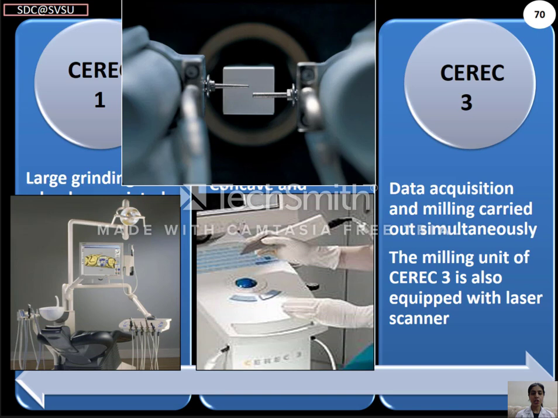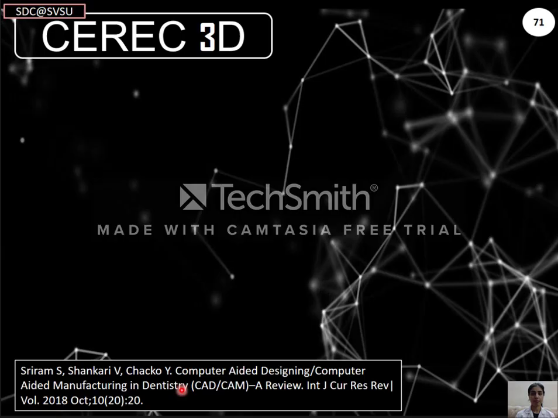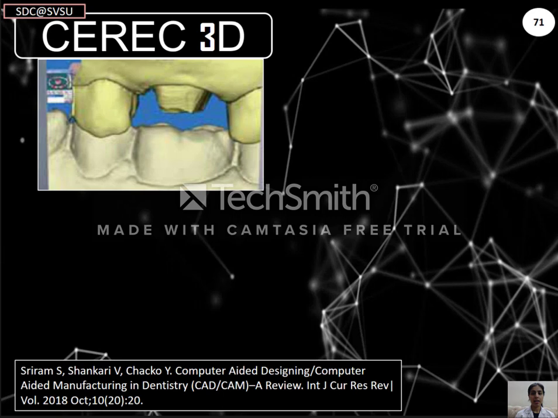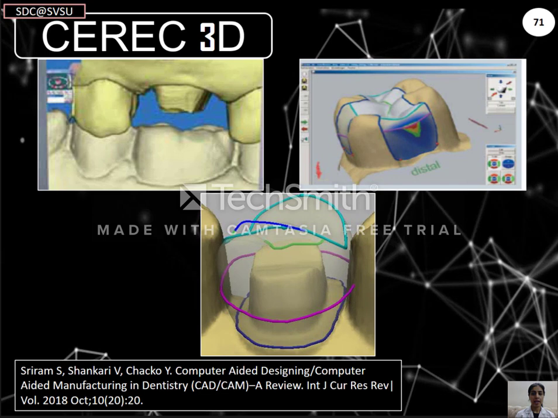The milling unit was also equipped with a laser scanner. CEREC 3D allowed a 3D view of the preparation and the proposed restoration. It had an automated occlusal tool and there was superior marginal fit of the restoration that was produced.